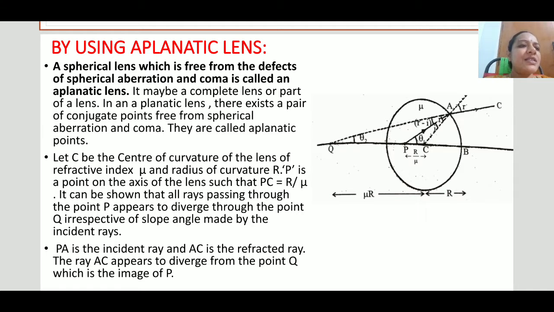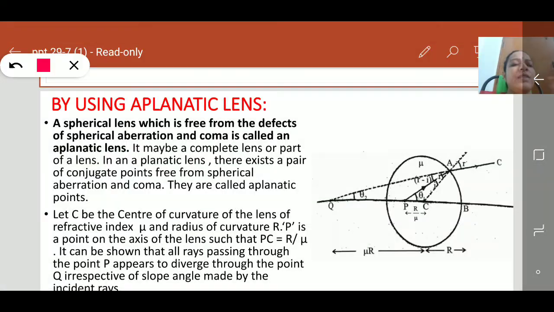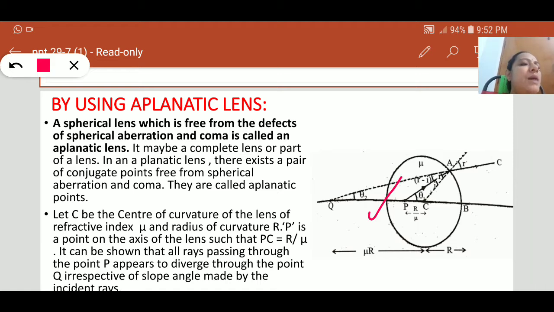Why it is called an aplanatic lens: an aplanatic lens is nothing but a spherical lens which is free from the defects of spherical aberration as well as coma. It may be a complete lens or a part of a lens. That means some part of a lens can also be used as an aplanatic lens. In this figure you are observing an aplanatic lens.